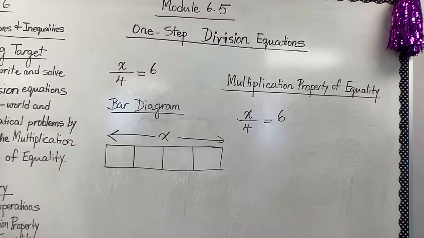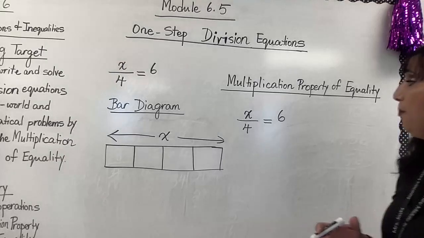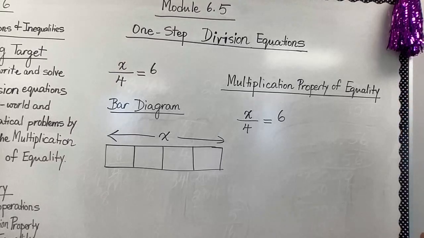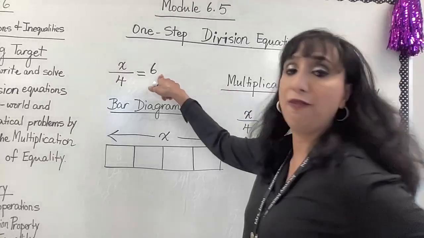And then if this is divided by 4, we're going to divide the bar into 4 sections, as I said, to show division by 4. And then we're going to work backwards to solve the problem. Because x represents the entire length of the bar, and there are 4 equal sections, we are going to work backwards. We're going to look at, okay, what should this be? We are going to multiply the 6 with 4.